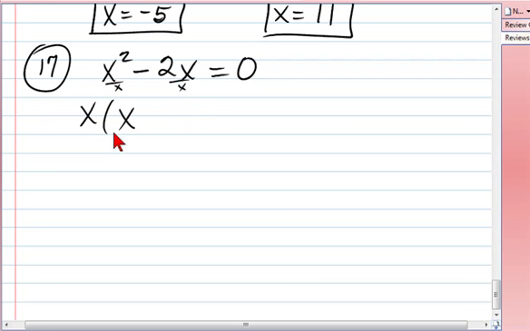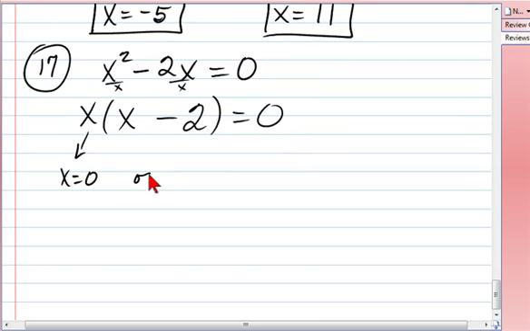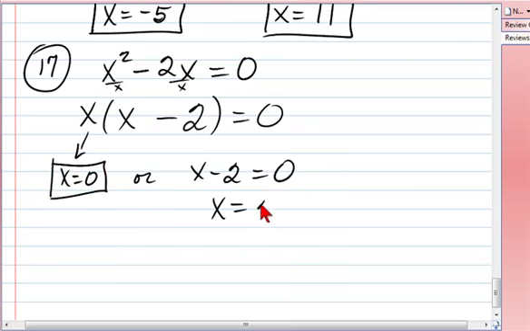All right. X goes into x squared x times, x goes into 2x 2 times, and that's all I can do for factoring. Zero factor property, either x is 0 or x minus 2 is 0. X equals 0 is an answer. What's the other answer? X equals positive 2.